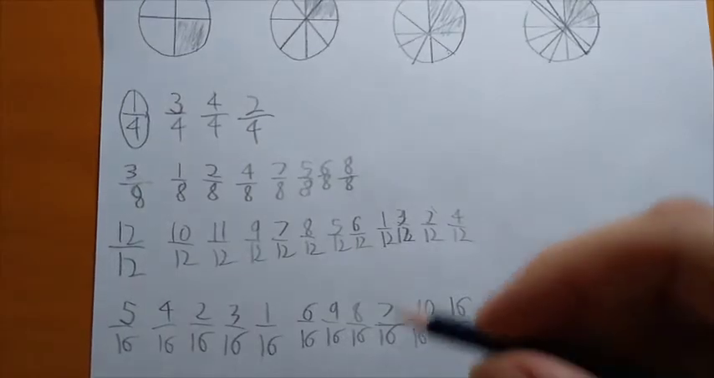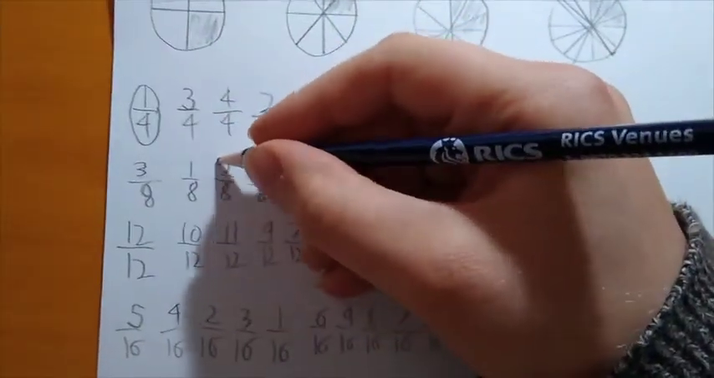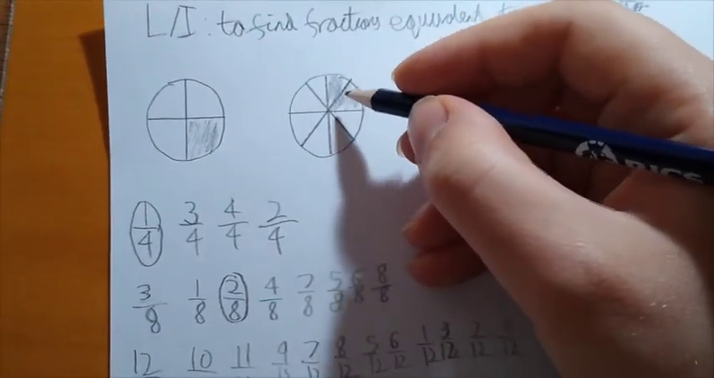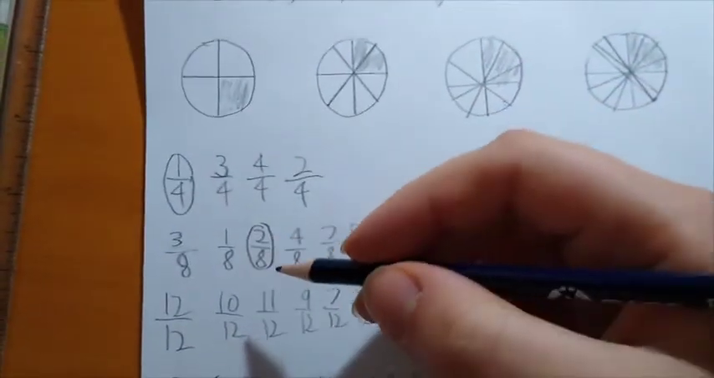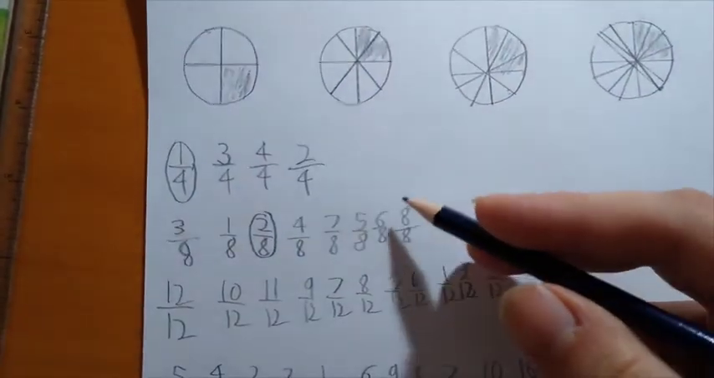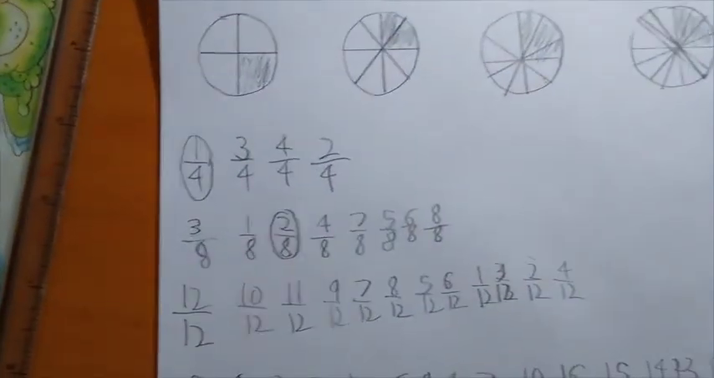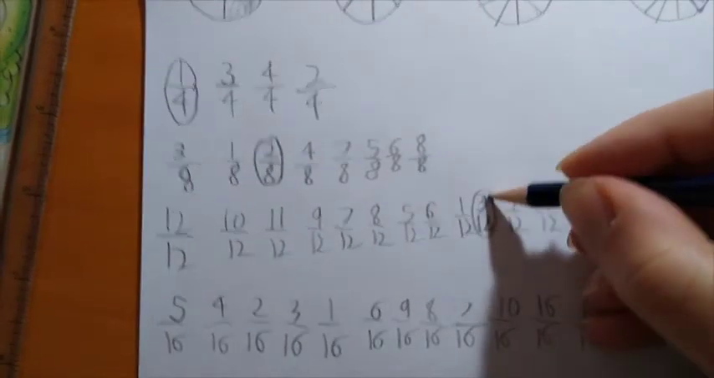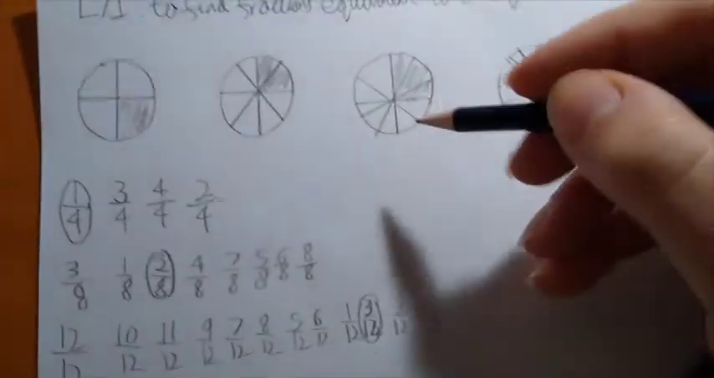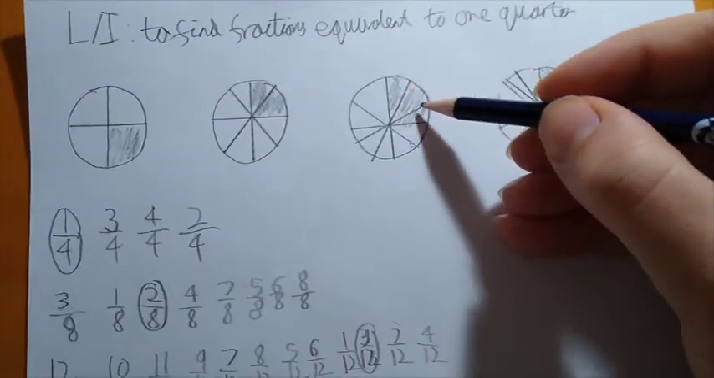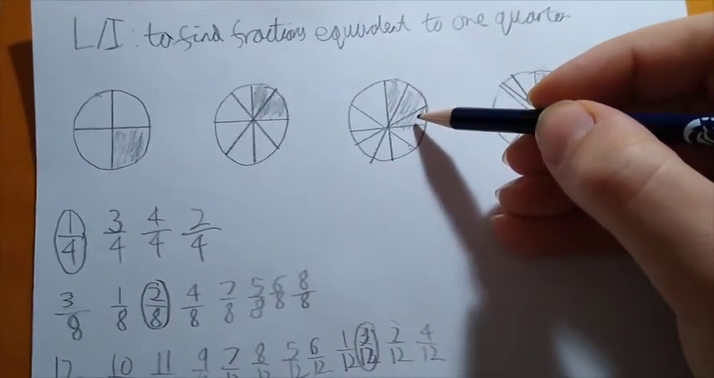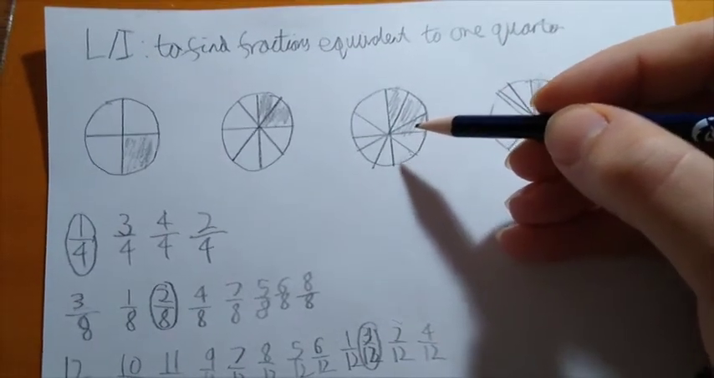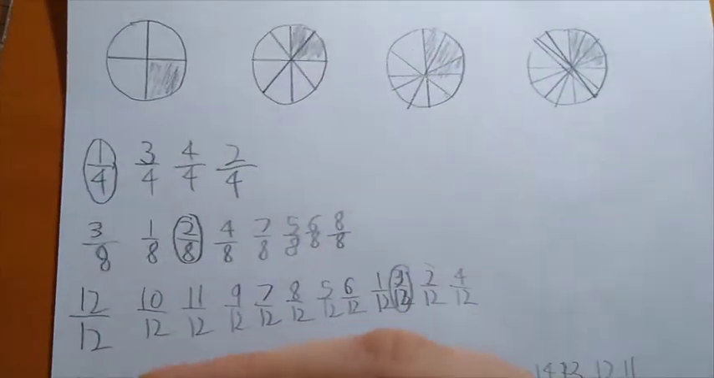So, the fraction equivalent to 1/4 in this row of eighths is 2 eighths. As you can see, we shaded 2 eighths of this pie chart here. So that means 2 eighths is 1/4 of a full eighth, which is 8 eighths. So let's go on to the 12s. 3 twelfths is the equivalent to that of 1/4, as we noticed here with our pie chart. We shaded 3 twelfths, as this was 1/4 of a whole of 12, which is 12 twelfths.